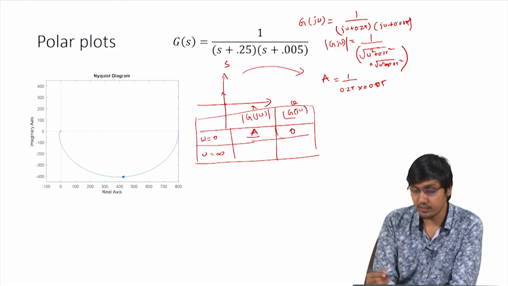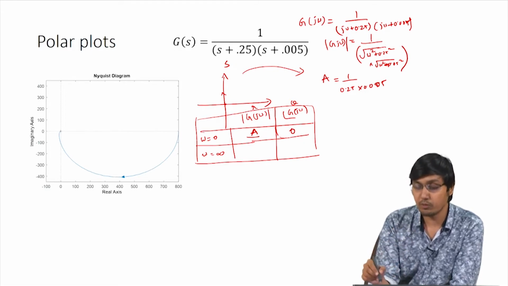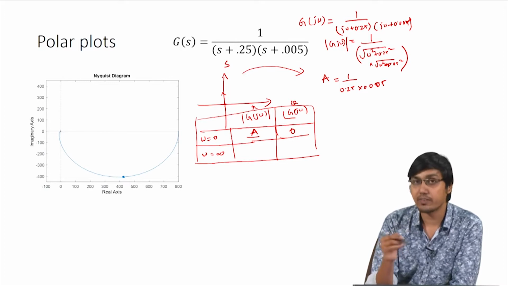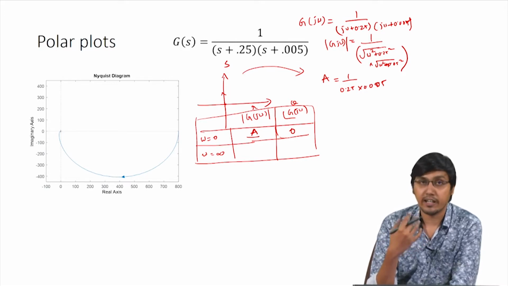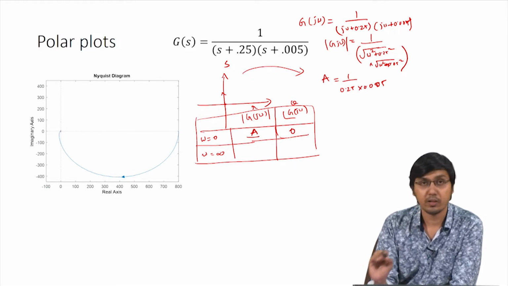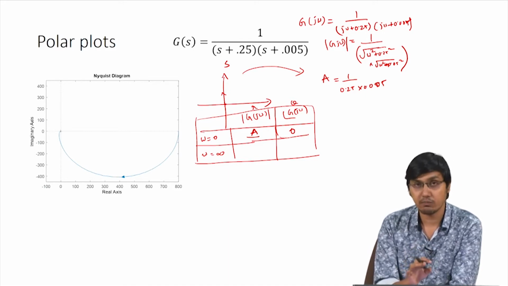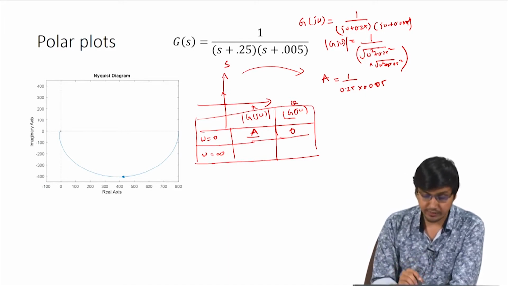So, just see, if you just substitute in g of j omega equal to 0, the j terms vanish. So, basically there is no imaginary term in that. So, what you have is 1 by 0.25 into 0.005, which is just a real number and a positive number. Positive number means the angle is 0. So, that is what we have here.